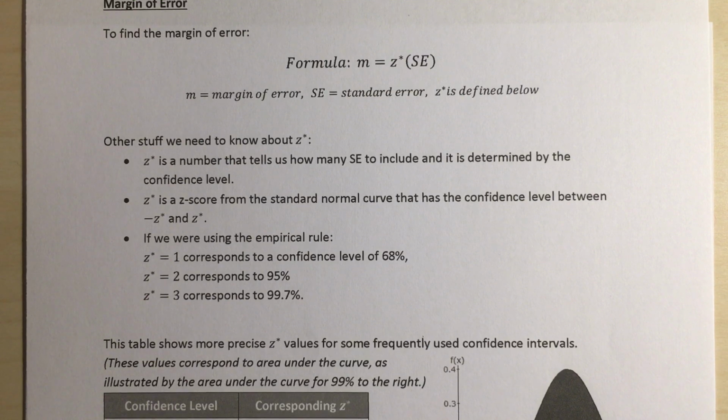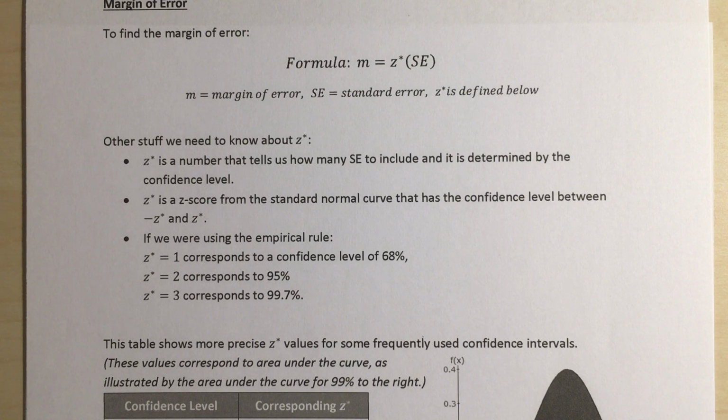Z star is a number that tells us how many standard deviations to include and is determined by the confidence level. Z star is a z-score from the standard normal curve that has the confidence level between negative Z star and positive Z star. If we were using the empirical rule, a Z star equal to 1 would correspond to a confidence level of 68%. A Z star of 2 would be 95%, and a Z star of 3 would be 99.7%. Because when we were going out by our standard deviations, one standard deviation was 68%, 2 was 95%, 3 was 99.7%.